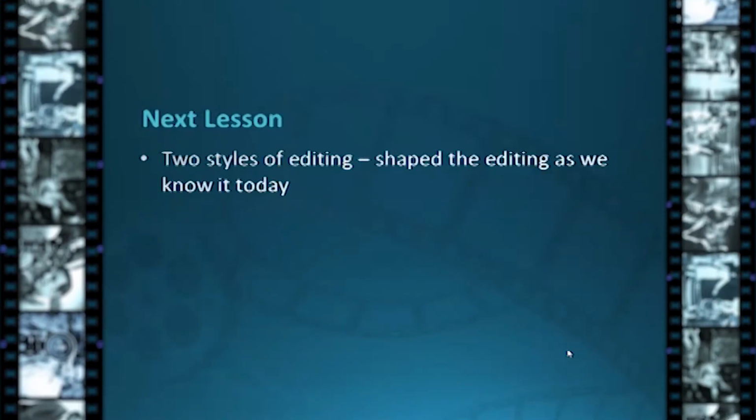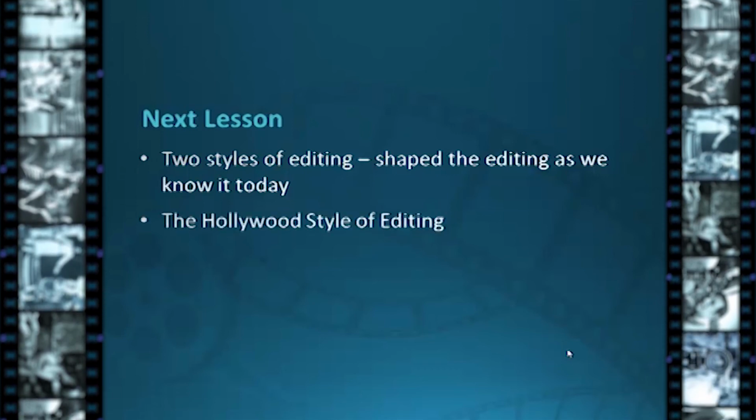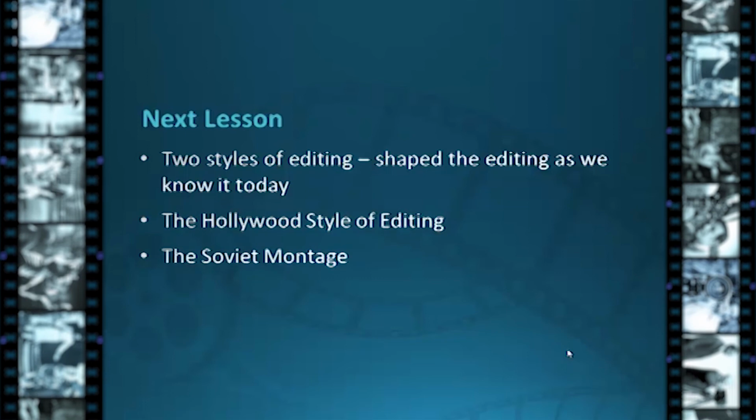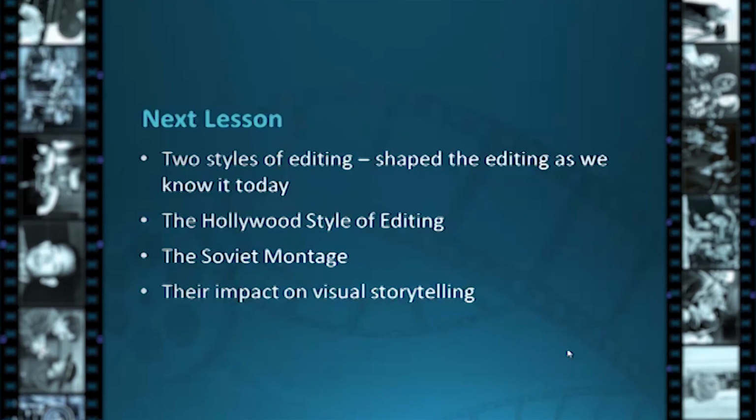In the next lesson, we are going to do something very interesting. We are going to talk about two very important styles of editing that have shaped editing as we know it today. These are the Hollywood style of editing and the Soviet montage. We'll talk in detail about how they came into being and what the various rules associated with them were. And we'll also talk about the impact that they had on visual storytelling. So how did the Hollywood style of editing affect storytelling and how did the Soviet montage style of editing impact storytelling.